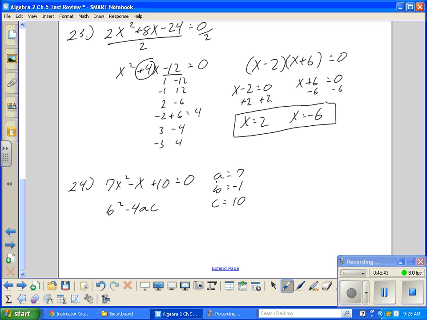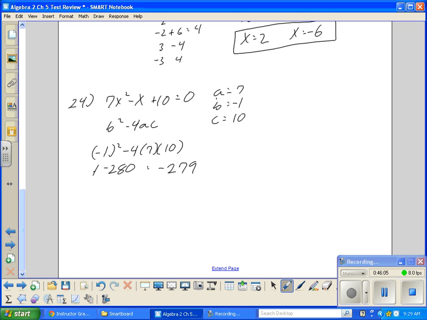So my discriminant is going to be -1 squared minus 4 times 7 times 10. So -1 squared is +1, and minus 280, which is going to be -279. And so since the discriminant is a negative number, that means I've got two imaginary solutions. So that's a negative 279 is the discriminant.